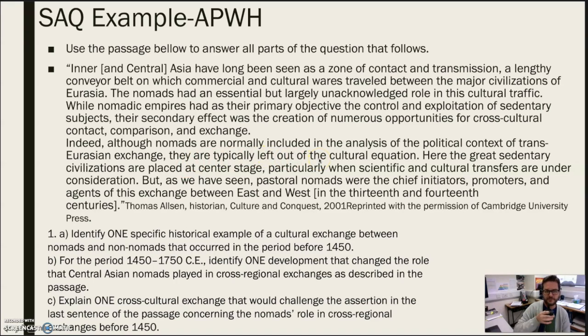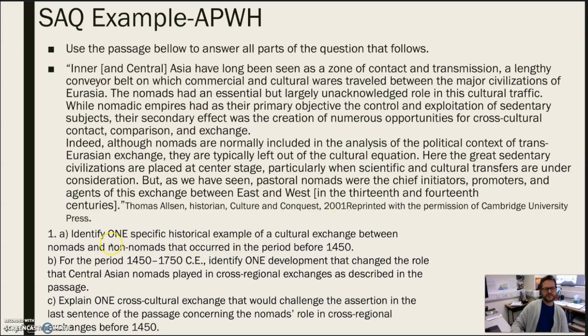Here, the great sedentary civilizations are placed at center stage, particularly when scientific and cultural transfers are under consideration. So when we look at history, a lot of times we think of all the major empires. We think of the Chinese dynasties, we think of the Roman Empire. We don't really think of the nomadic people and what their impact was on culture. But as we've seen, pastoral nomads were the chief initiators, promoters, and agents of this exchange between East and West in the 13th and 14th centuries.